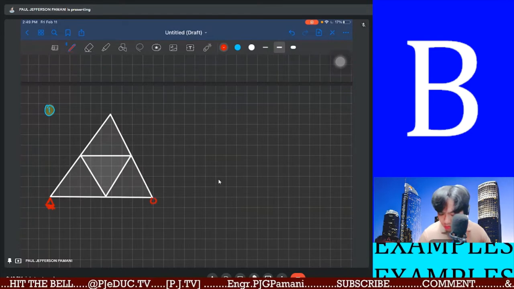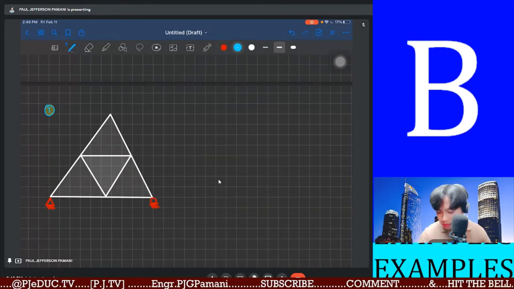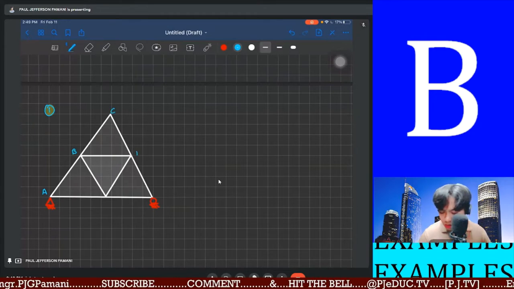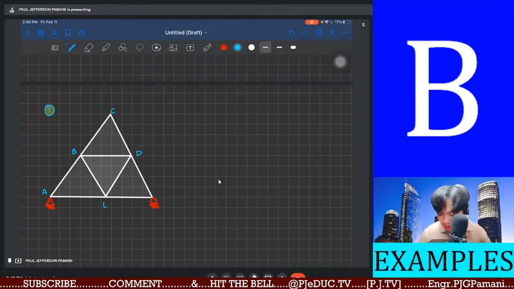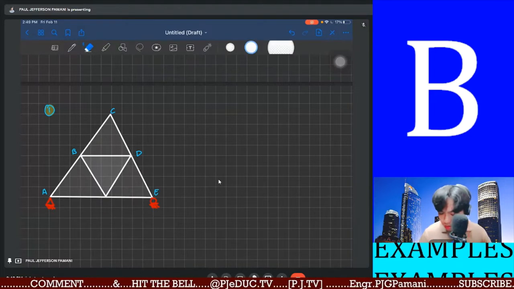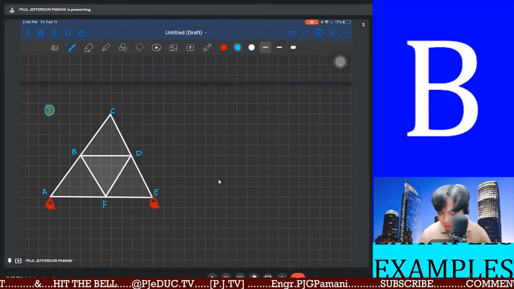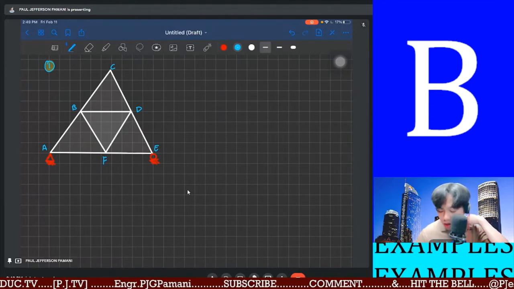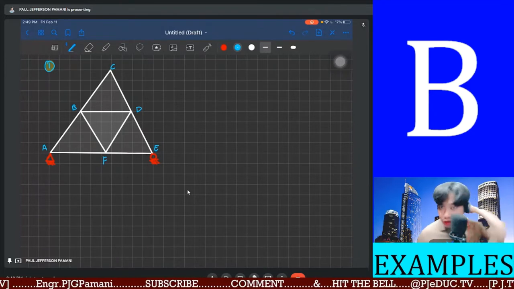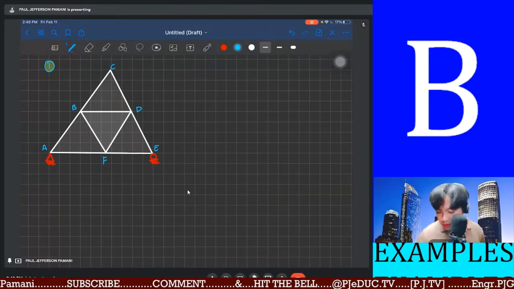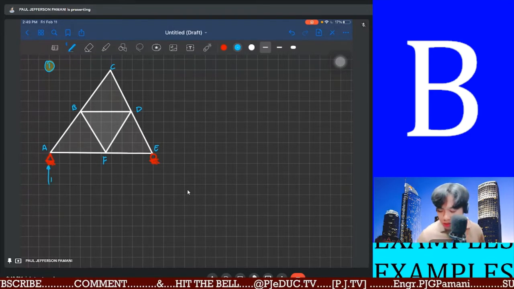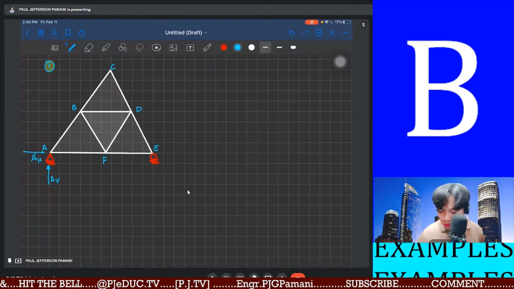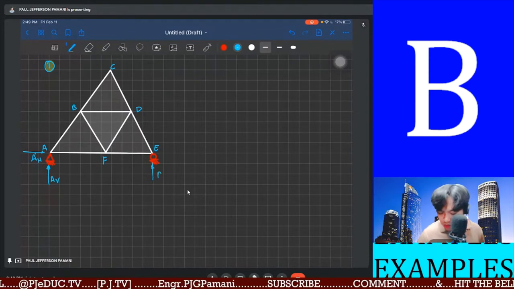Hinge, roller, joint A, B, C, D, E, and F. Okay? We have recently solved that there are 3 reactions within the given truss system. So, meron tayong horizontal, vertical sa A, and a vertical reaction sa E, under its roller support.